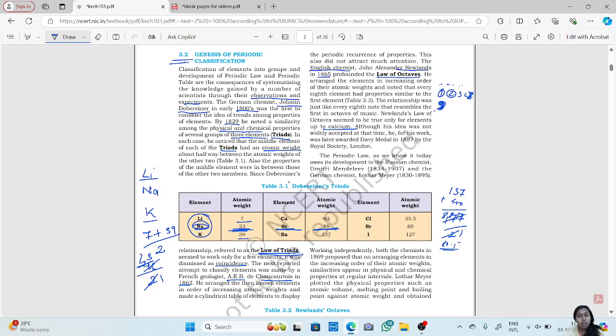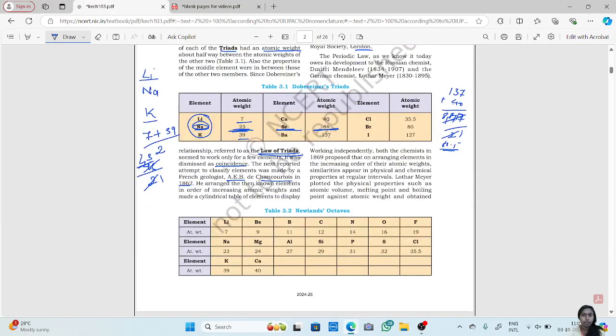Now although his idea was not widely accepted at that time, he was later awarded the Davy Medal in 1887 by the Royal Society of London for his work. Even though his work was not considered great, his idea of putting them in such a way was true till calcium, right, till element calcium. This was proven to be true. So for that he was awarded the Davy Medal in 1887 by the Royal Society of London.